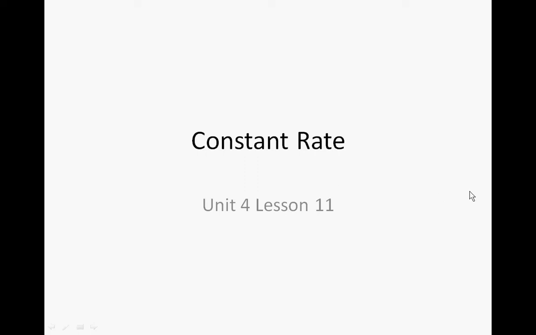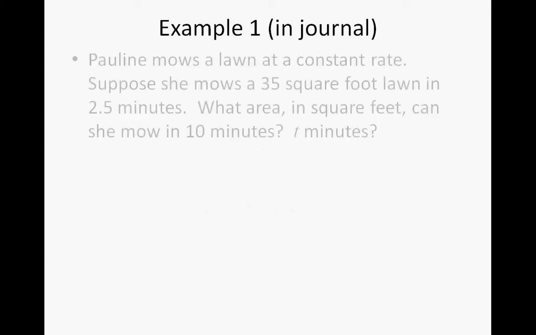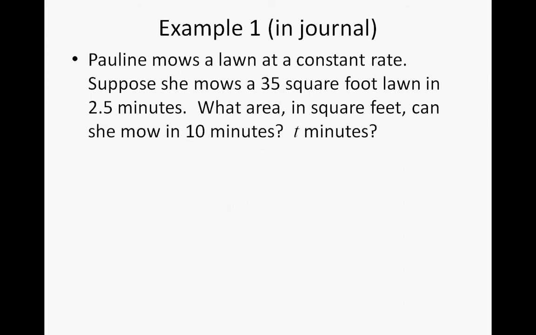Okay, we're going to continue our discussion with average rate and speed and take another look at constant rate with lesson 11. All right, example 1 we're going to do in your journal. Pauline mows a lawn at a constant rate. Suppose she mows a 35 square foot lawn in 2.5 minutes. What area in square feet can she mow in 10 minutes or in t minutes?